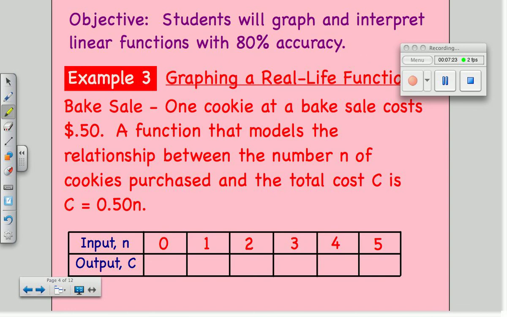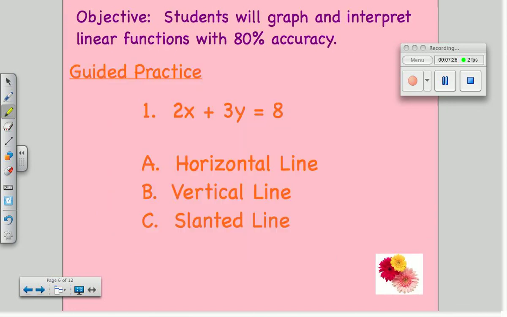We're going to skip example 3 and we're going to go right into our guided practice. So is this one going to give you a horizontal line, a vertical line, or a slanted line? Well, am I saying x is just one number? No. Am I saying y is just one number? No, because remember, if x is just one number, then this is going to graph a vertical line. If y is just one number, this is going to graph a horizontal line.